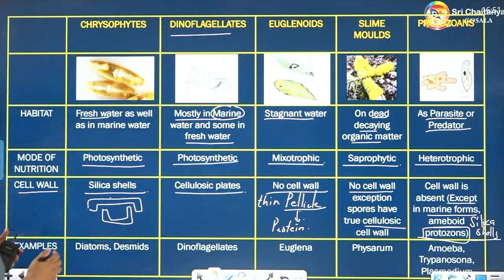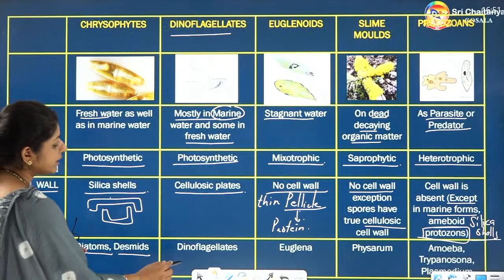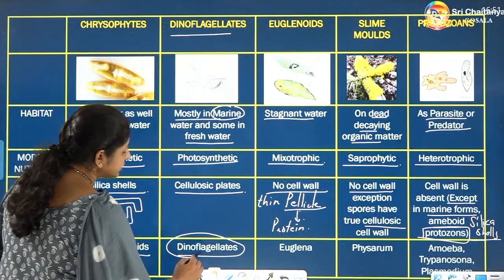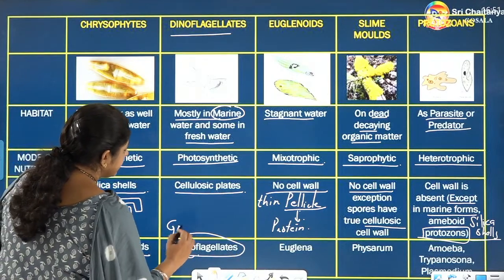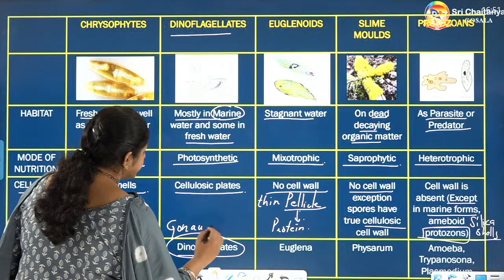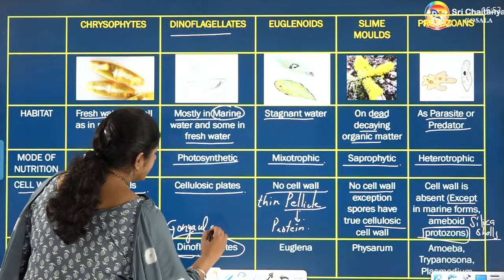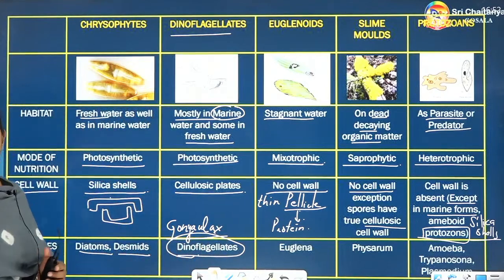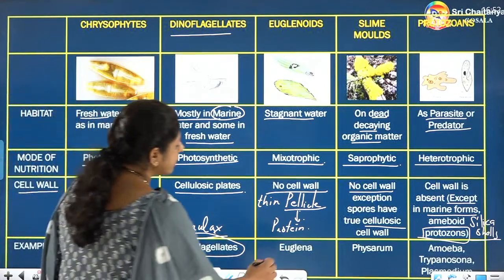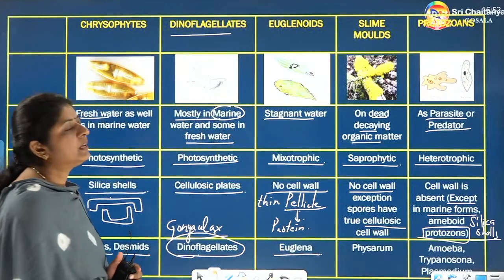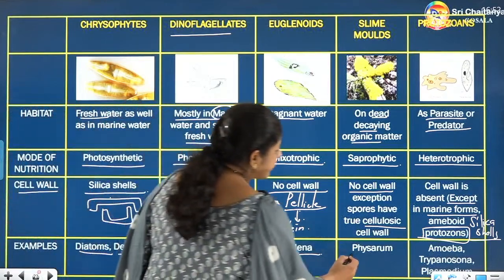Now next are some examples. What are the examples under chrysophytes? Diatoms and desmids. What are the examples of dinoflagellates? Like Gonyaulax is one of the examples over there. Then euglenoids, Euglena is an example. Slime molds, the example will be Physarum.